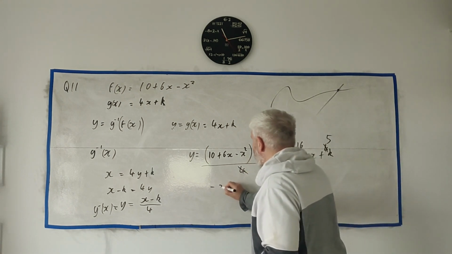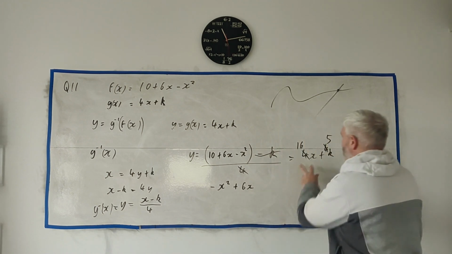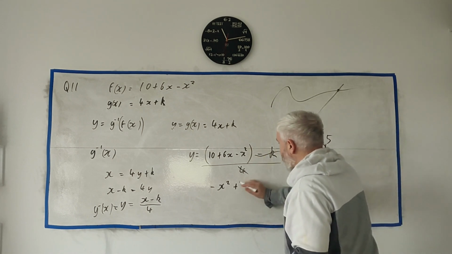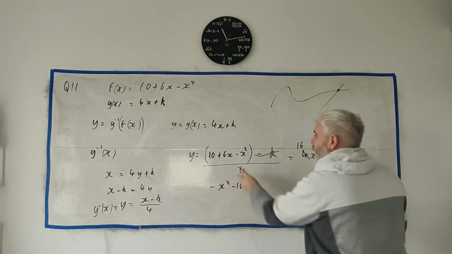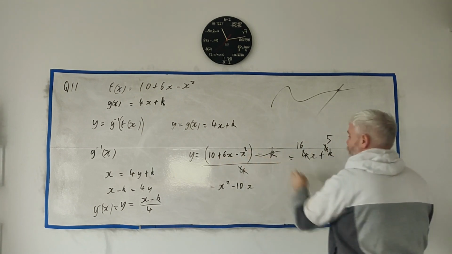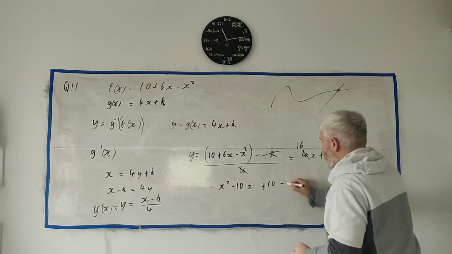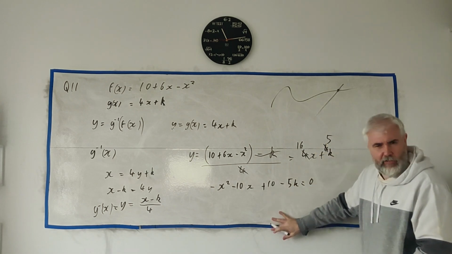This side will be minus x squared plus 6x. Oh, sorry, and this we have minus 16x could come over here. Sorry, so we'll say minus 10x. That's this coming over, and we'll have a 10 here, plus 10, and we could have minus 5k here equals 0. Sorry, I did that a bit fast because I was running out of room.